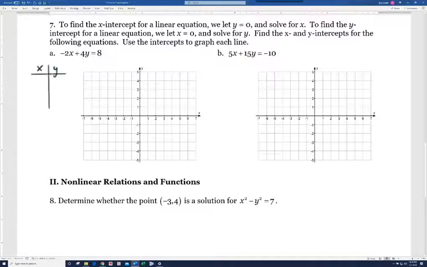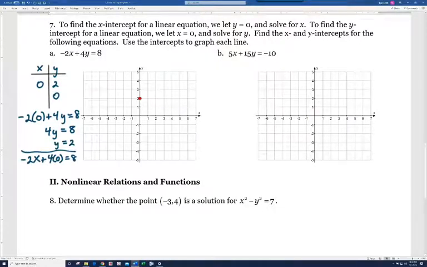Let's go ahead and make our little xy table. We're going to plug in 0 for x. We get negative 2 times 0, well, that's just 0, plus 4y equals 8. We're going to get 4y equals 8, which means y is 2. And then let's go ahead and choose y to be 0. We get negative 2x plus 4 times 0 equals 8. Again, 4 times 0 is 0, so negative 2x equals 8, and we're going to get x is negative 4. And so negative 4, 0 would be our other point.